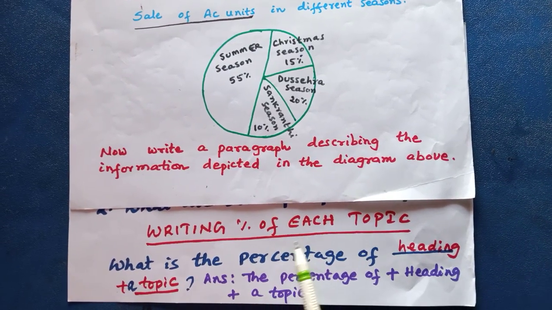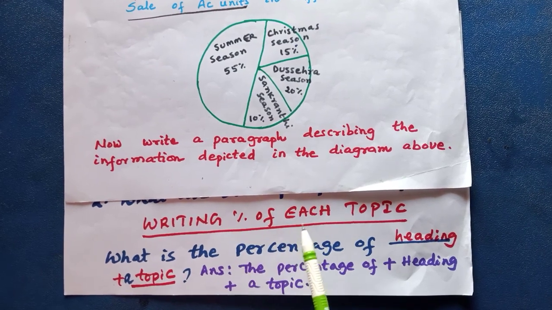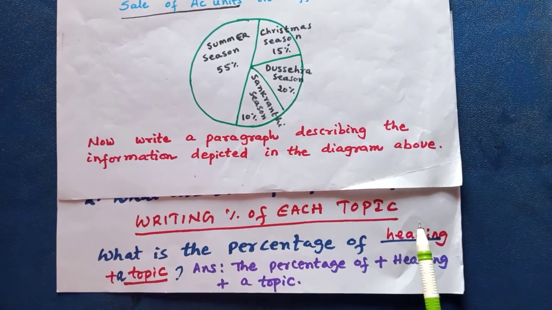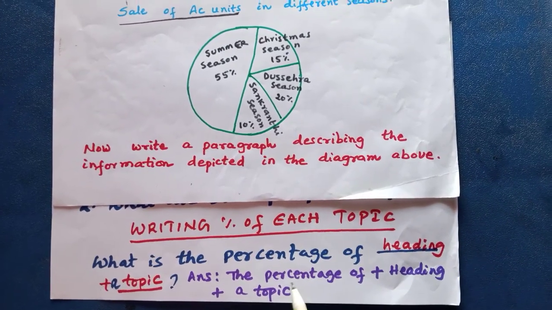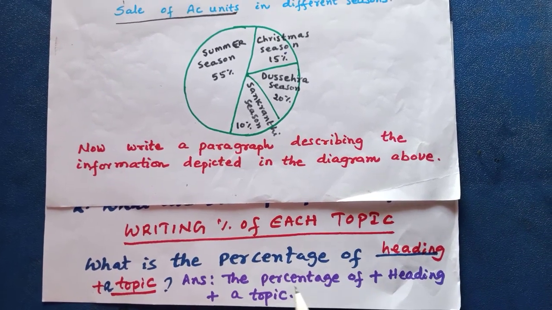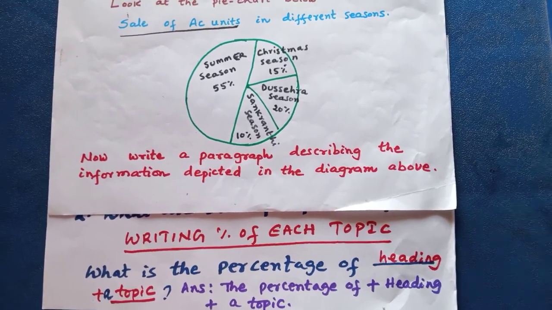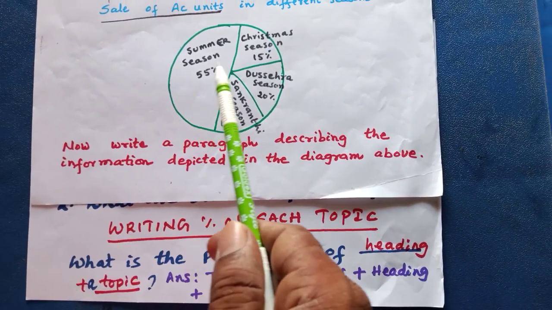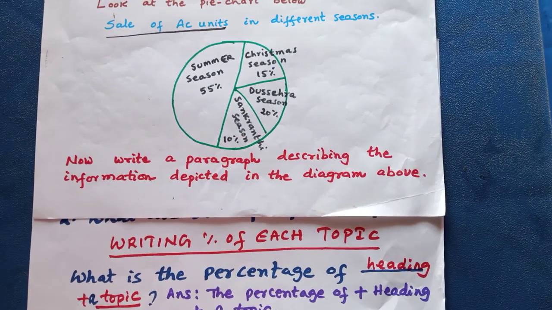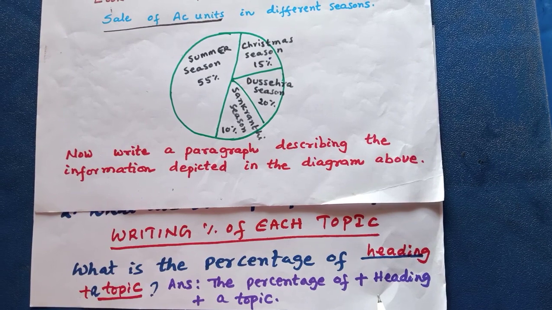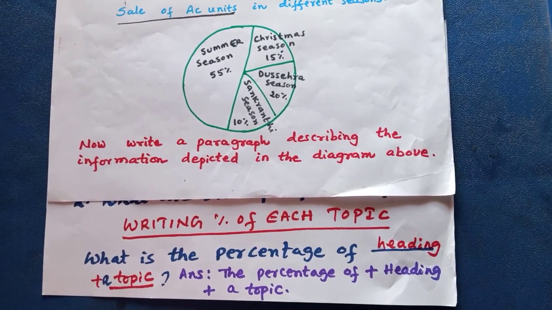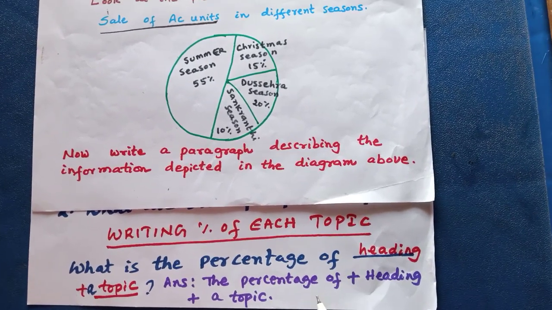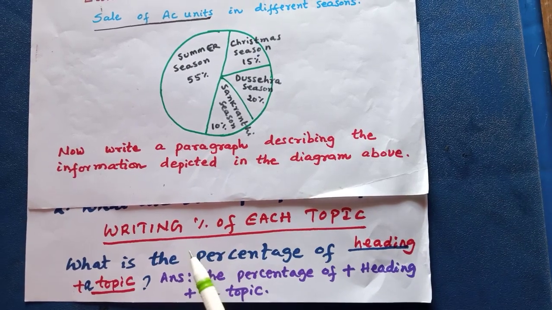Then the next part of the description is writing the percentages of each topic. It will be very easy for the children to write this part just by following this sentence structure. That is, the percentage of, plus the heading, the sale of AC units, and a topic, that is summer season, like this. That means the percentage of sale of AC units in summer season is dash. We can adapt this sentence, and we can write this part of the description using this structure.